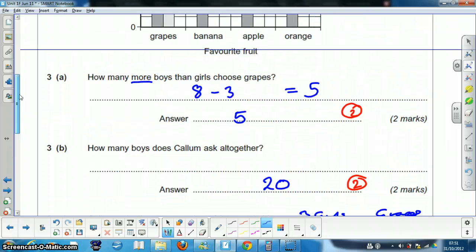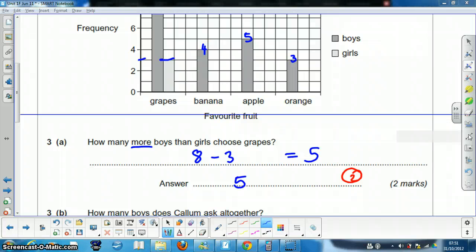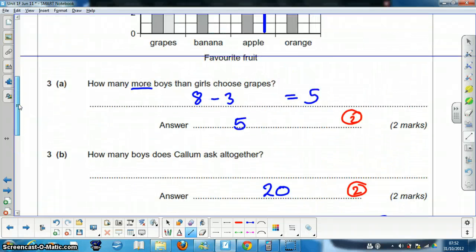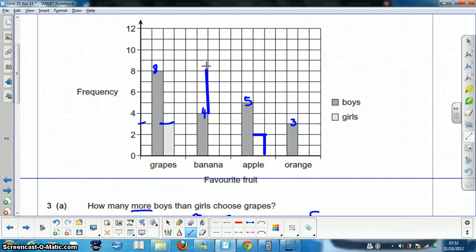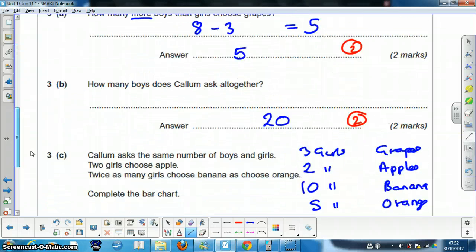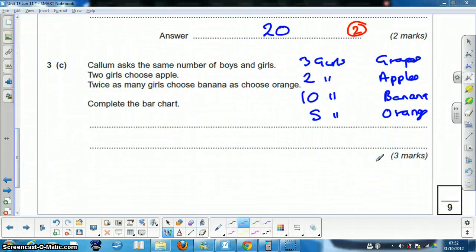And now we just complete that. We've got all the information now. So 2 girls chose apple. Twice as many, remind myself again, choose banana as orange. So banana went up to 10. And we had 5 here for orange. No need to fill in the bars. 3 marks there. Took a bit of use of the grey cell.